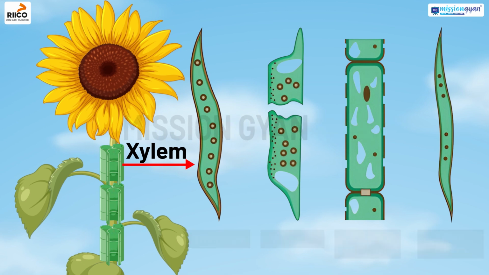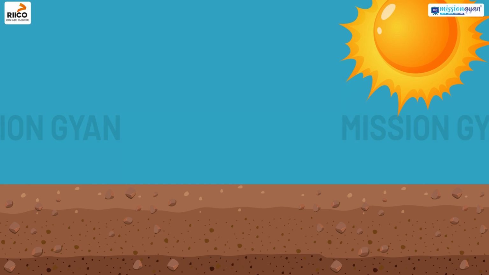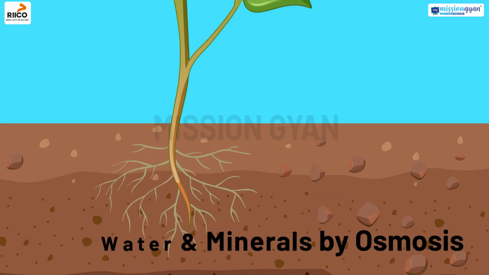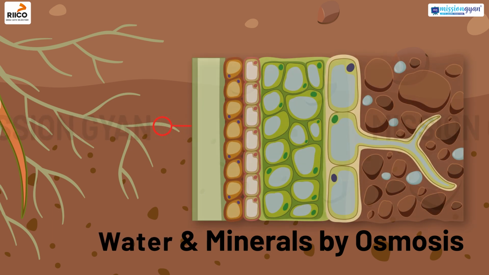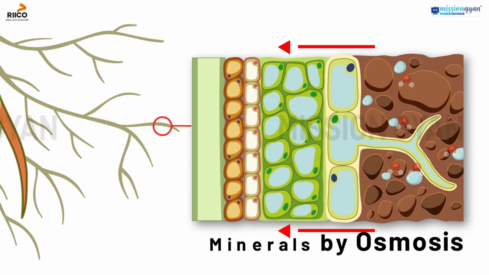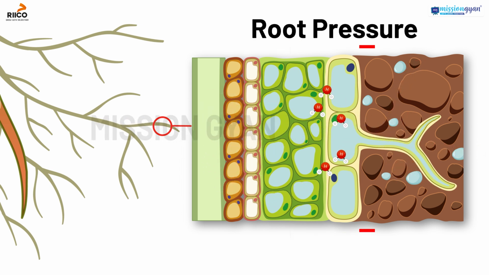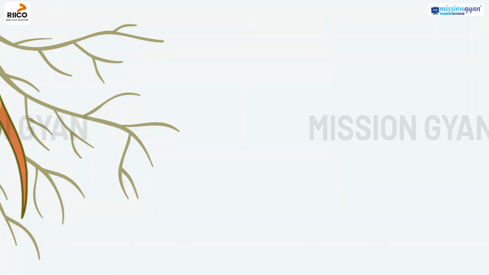Let us now see how water is transported through xylem. We know that roots absorb water and minerals from the soil through osmosis. This water builds a pressure in the roots, known as root pressure, which pushes the water upwards.